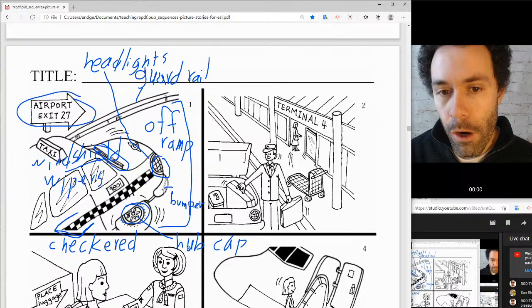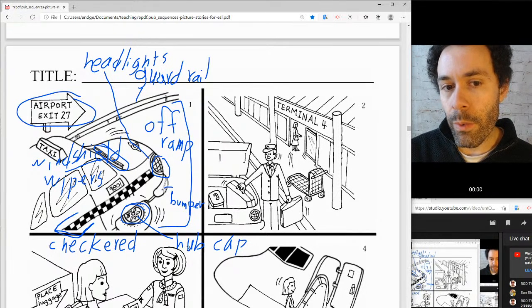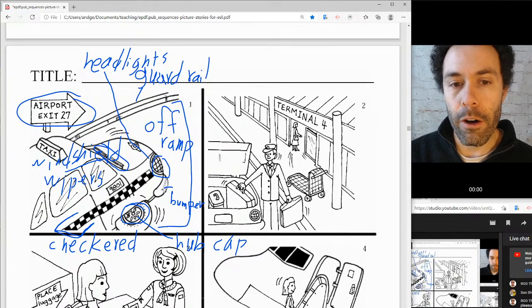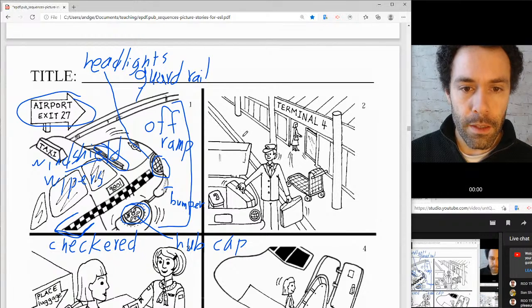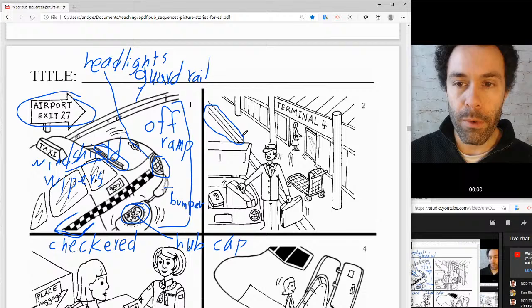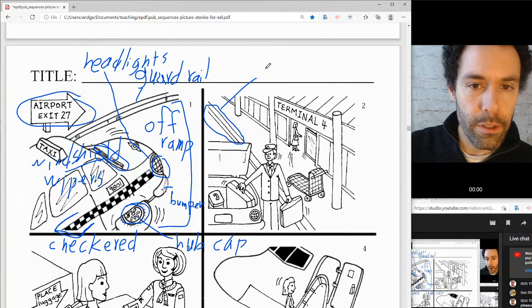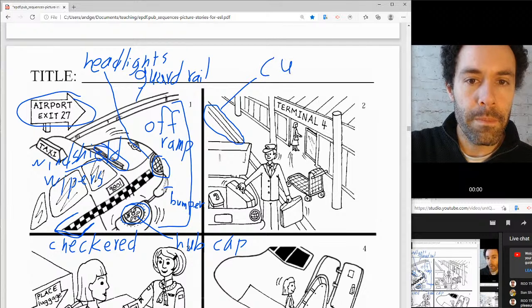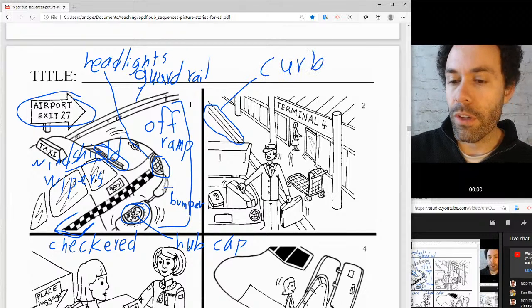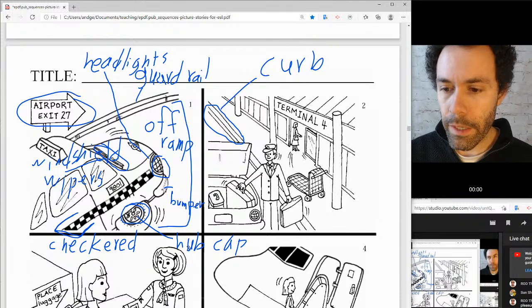How about for our second one? So they have now arrived at the airport and they are parked. Ooh, where are they parked? How would you describe where they're parked? It's like, for instance, right here, that separation between the sidewalk and the street. This is your curb. Okay, so you could say they're parked at the curb.